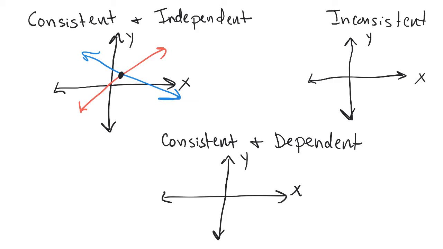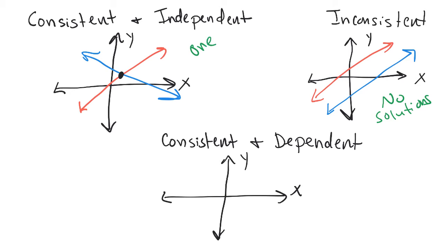If it's inconsistent, we'll have 2 lines, but what we'll notice is that they never cross. They are what we call parallel, and in this case, there are no solutions. I'll go back over here. This one has one solution.